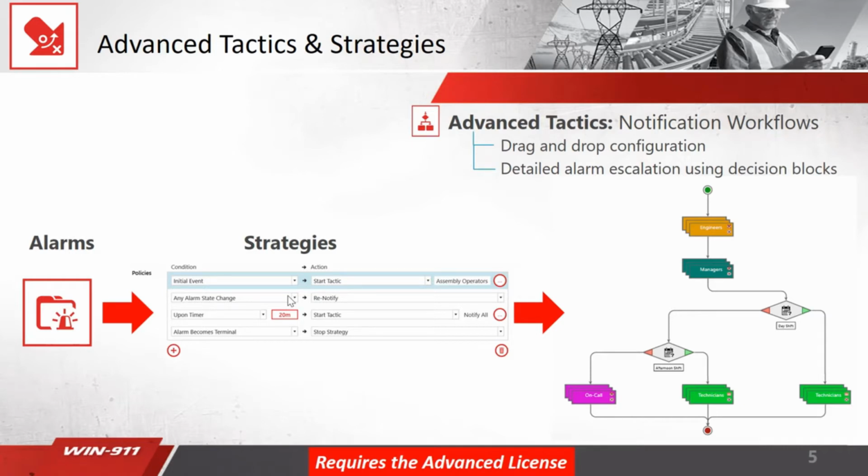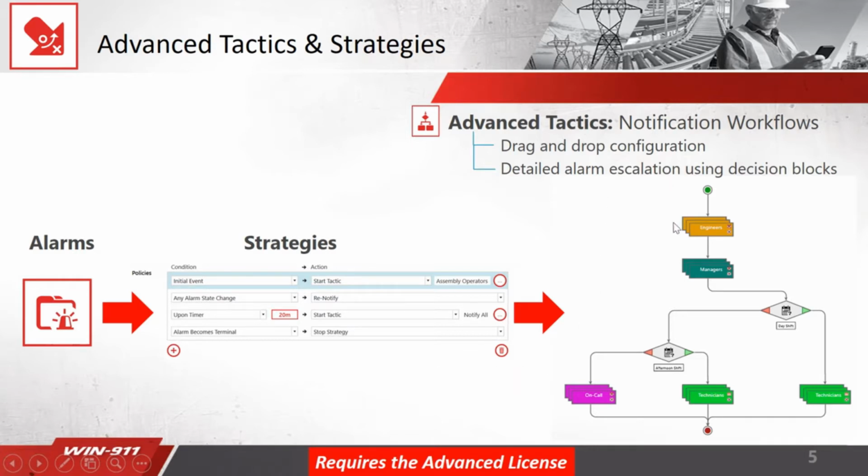who have been contacted. Using advanced strategies, you have the option to define what happens upon a timer if you choose to use. In this example here, upon a repeating timer of every 20 minutes, we will start a tactic called notify all. This notify all tactic would contact all the people in your phone book, whether it's your email, phone, SMS, or your mobile app. The last step in the process here in this strategy is as the alarm becomes terminal, you'll stop that call out list.